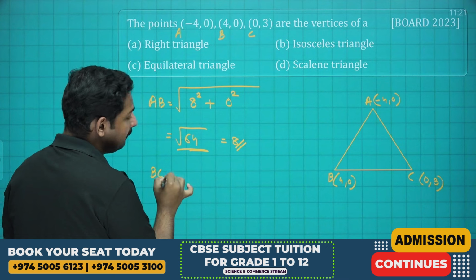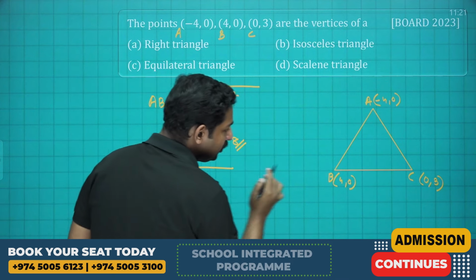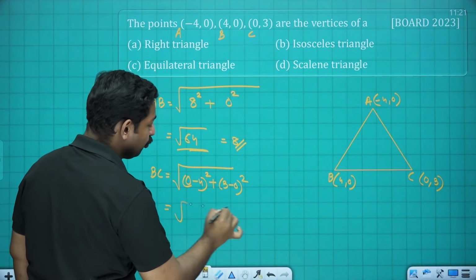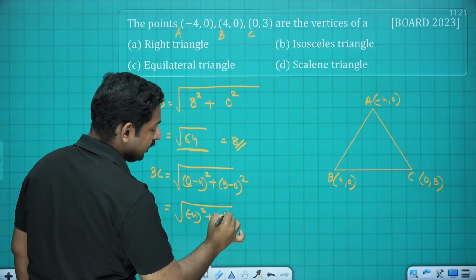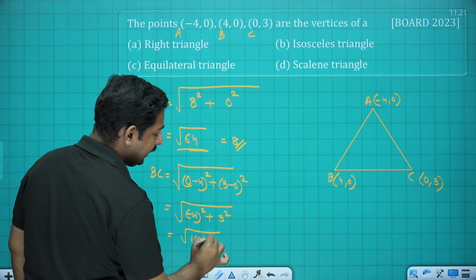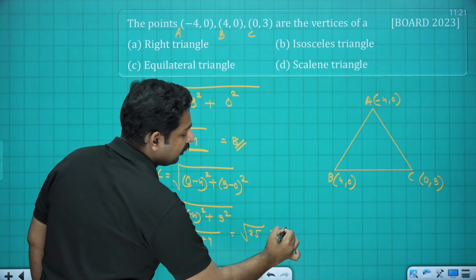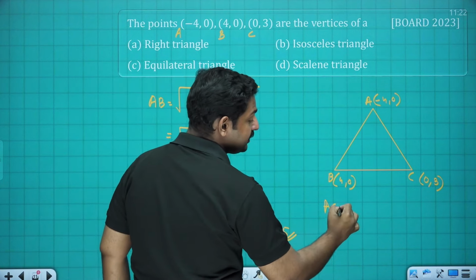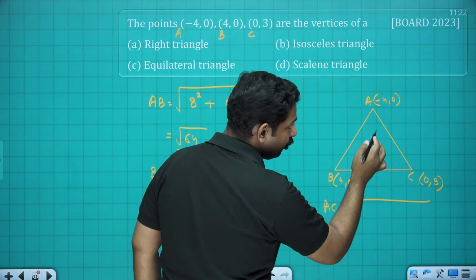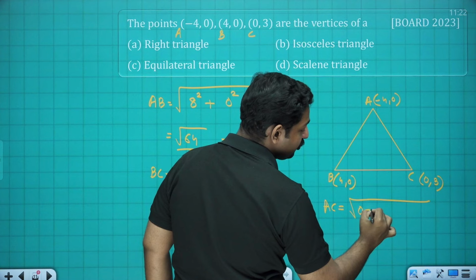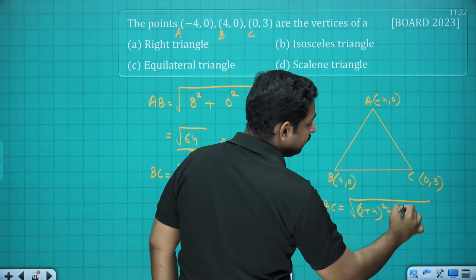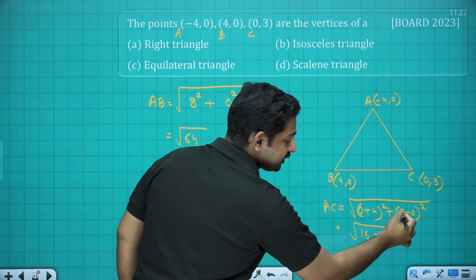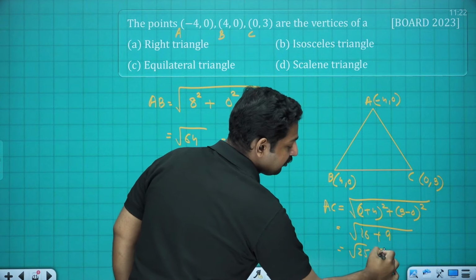And if you find BC, BC is equal to root of (0 minus 4) the whole square plus (3 minus 0) the whole square, which is equal to root of (minus 4) square plus 3 square. You will be getting root of 16 plus 9, which is equal to root 25, which is equal to 5. So BC we got as 5. And you can find AC is equal to root of (0 plus 4) the whole square plus (3 minus 0) the whole square. Here also you will be getting 4 square is 16 plus 3 square is 9, so root 25 is equal to 5.